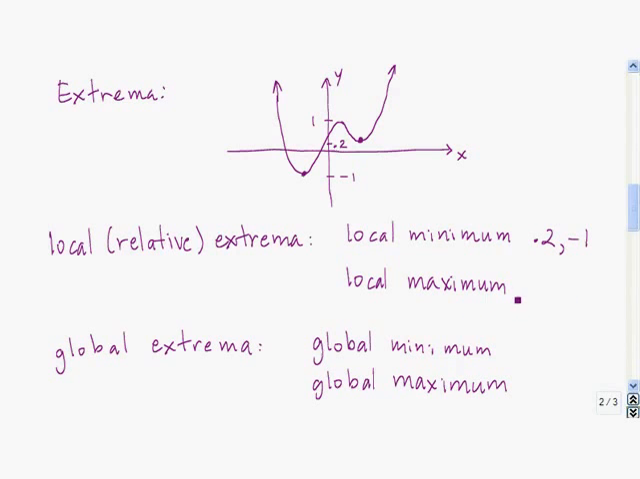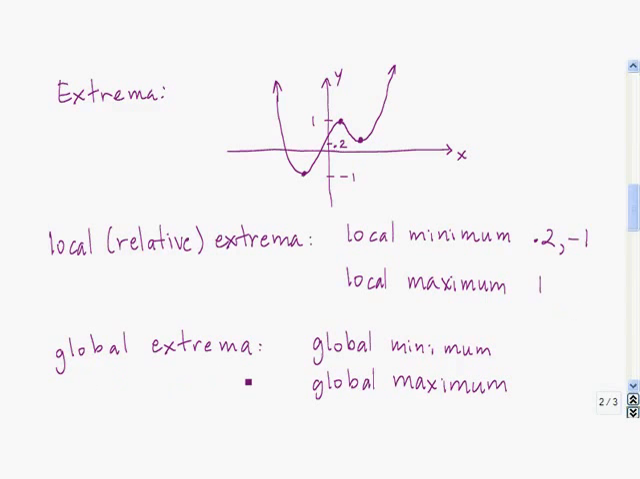A local maximum is a y value where all neighboring y values are lower. So it's kind of, if you will, a little peak of the graph. This happens at 1, so the y value of 1 is a local maximum of this graph. So in this case we have 2 local minima and 1 local maximum. We can have multiple or we can have none.